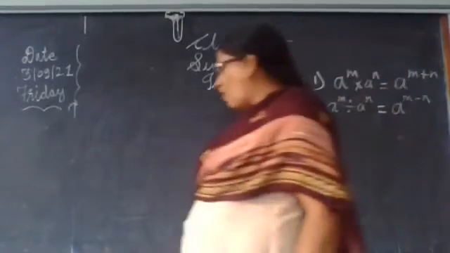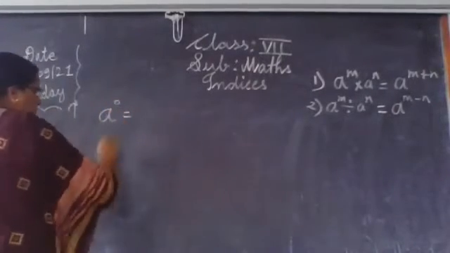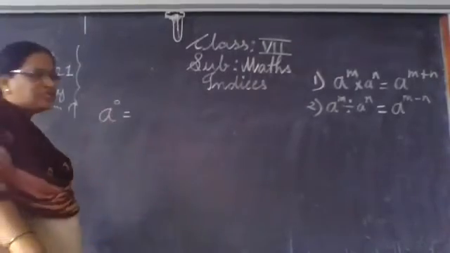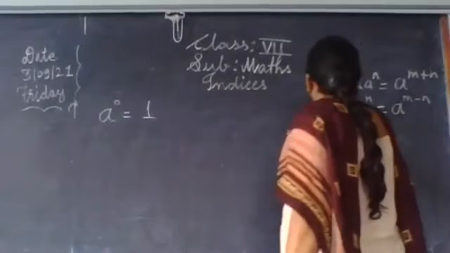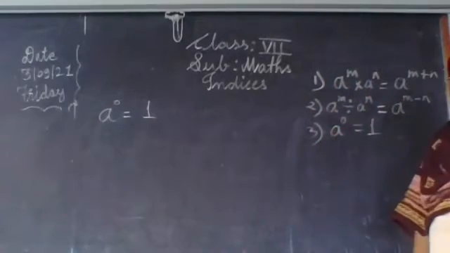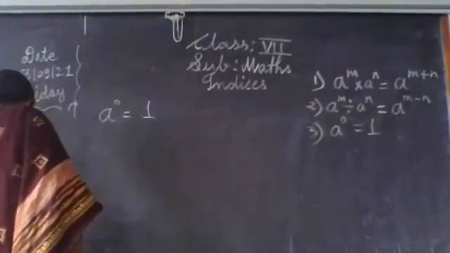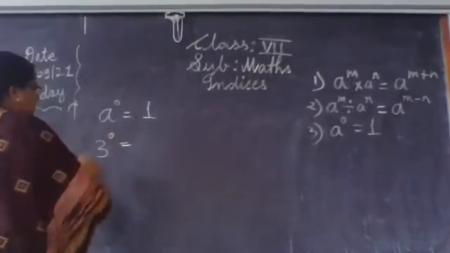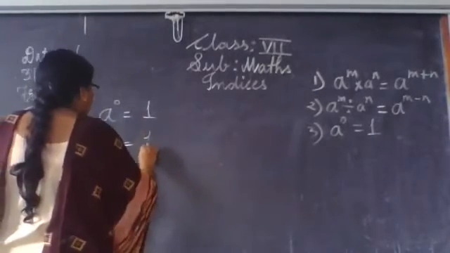Okay, now see one more law of exponents. A raised to power 0. What is the meaning of this? A raised to power 0 means 1. So it is the third law. A raised to power 0 means answer 1. For example, see beta, 3 raised to power 0. So the solution is 3 raised to power 0 means the answer is 1.